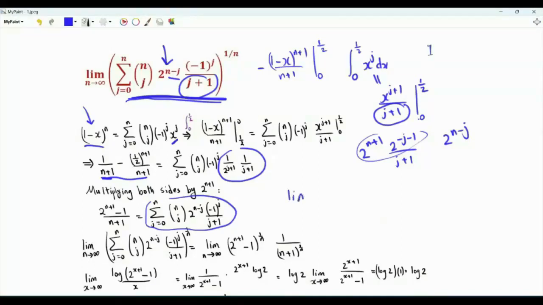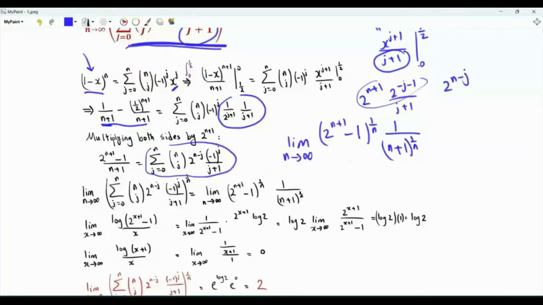Our desired limit is the limit as n tends to infinity of 2 to the n plus 1 minus 1, to the power 1 over n, times 1 over n plus 1, to the power 1 over n. We can obtain both limits using L'Hopital's rule. Let's obtain the limits of the logarithms and then we exponentiate.